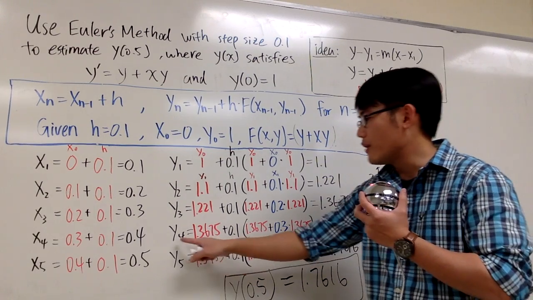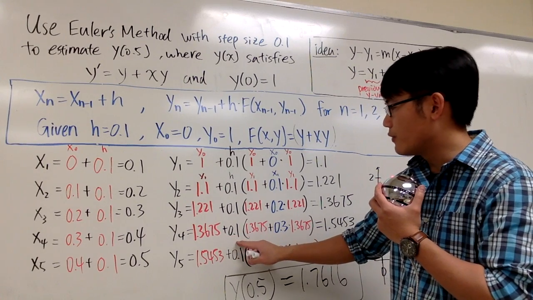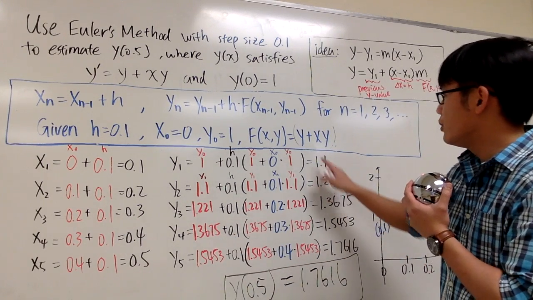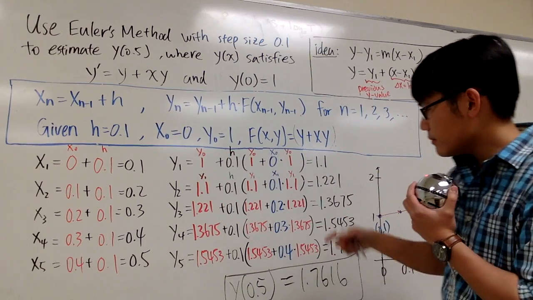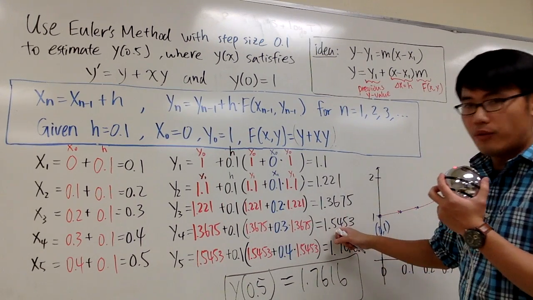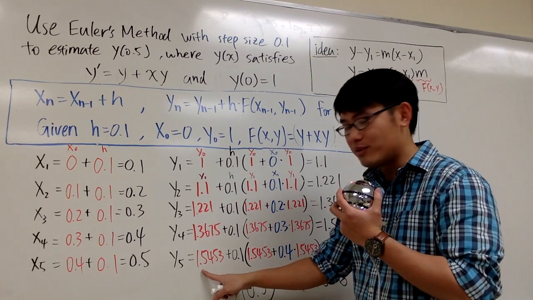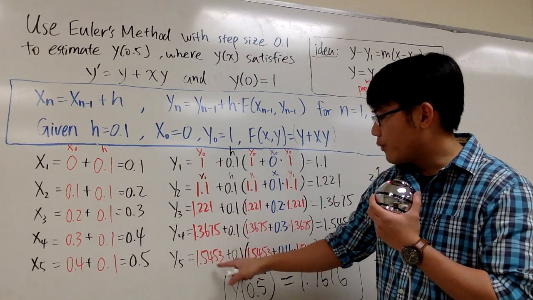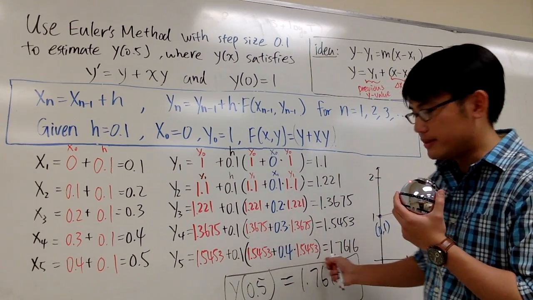And we'll do the same for y4. Put this down first, and then we add 0.1 for the h value, multiply, plugging this and that into the capital F, which is once again the derivative formula. So we get that for y4. And lastly, put this down for the y4 value, 1.5453, so we can get y5, and then plus 0.1 for the h value, open the parentheses.